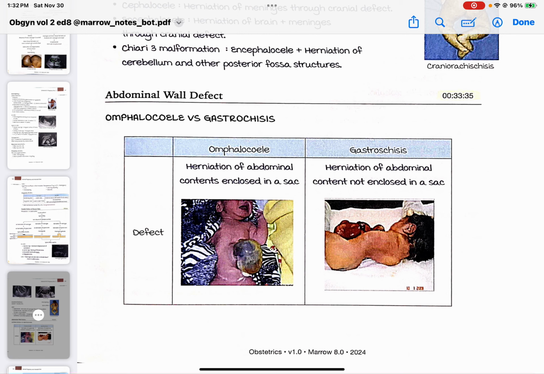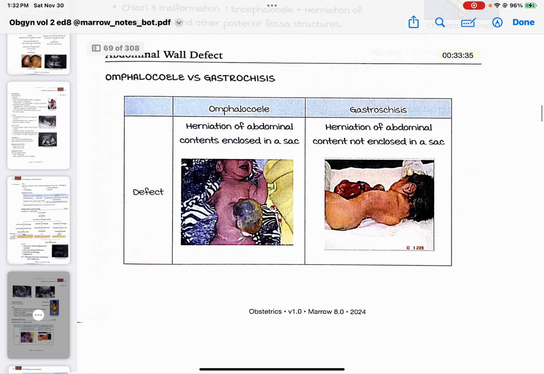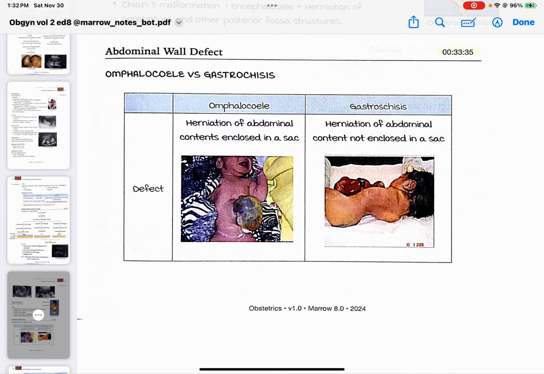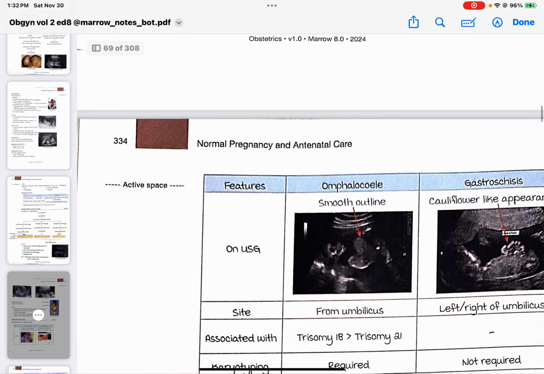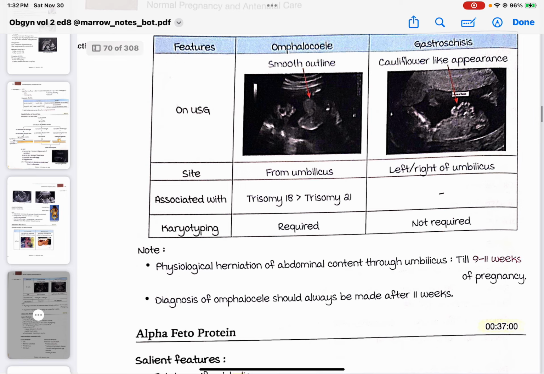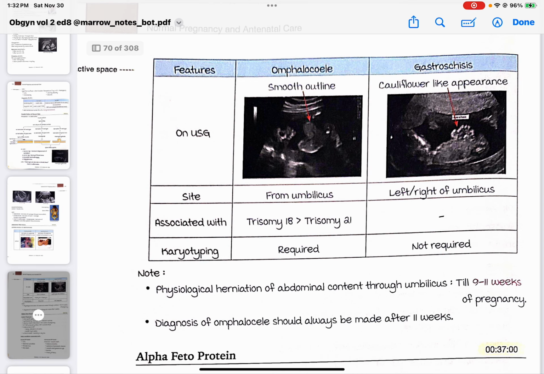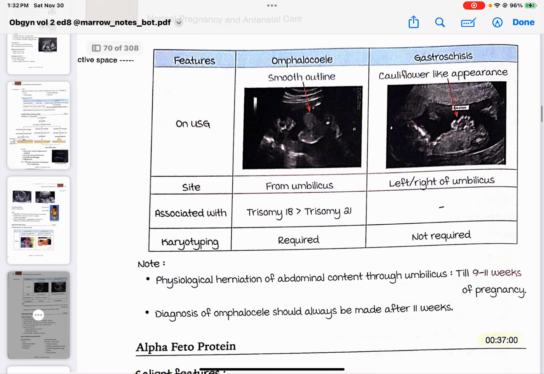Abdominal wall defect, omphalocele versus gastroschisis. Omphalocele, herniation of abdominal contents enclosed in a sac. Gastroschisis, herniation of abdominal contents not enclosed in a sac. Omphalocele, smooth outline from umbilicus, trisomy 18 more than trisomy 21, karyotyping required. Gastroschisis, cauliflower-like appearance, to the right of umbilicus, karyotyping not required.